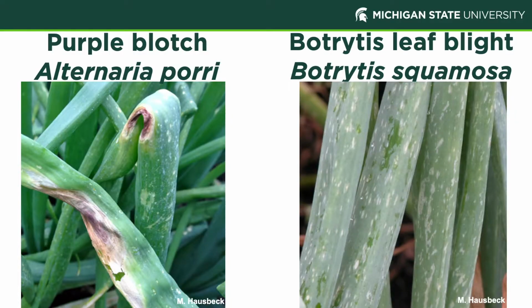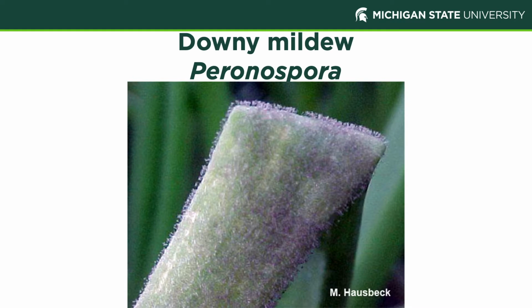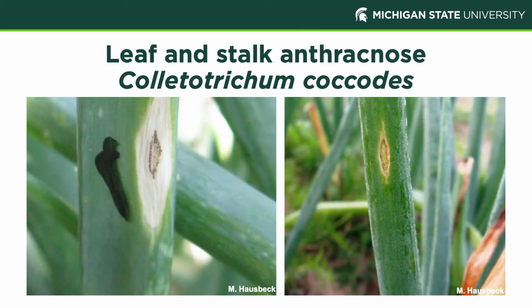The major foliar diseases in Michigan onion production have historically included purple blotch and botrytis leaf blight. Now, downy mildew can be a problem from year to year, but really with the right fungicide program, this disease can be well managed. A few years back, there were a new set of foliar symptoms showing up on onions that included these diamond-shaped tan lesions.